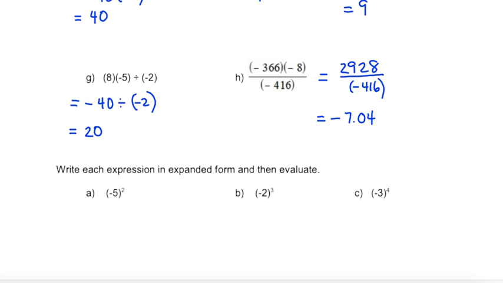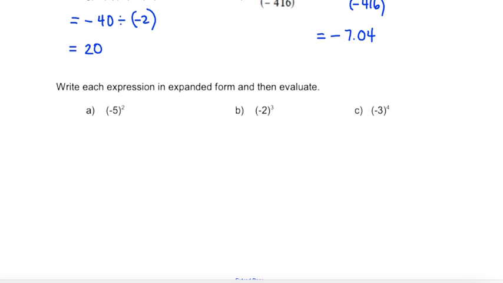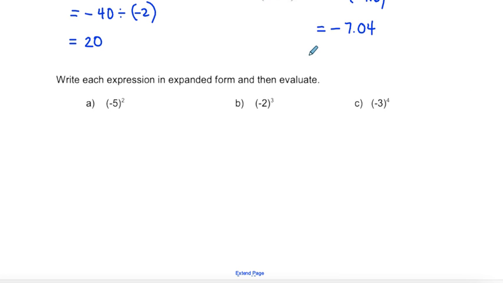Now, what happens when we deal with powers or exponents? So what does it mean when I'm taking negative 5 squared? Well, that means that I'm taking negative 5 and I'm multiplying it by itself 2 times. So that's what a squared symbol means. So I'm taking that number, or that base, and I'm multiplying by itself 2 times. So negative times a negative is a positive, and 5 times 5 is 25.